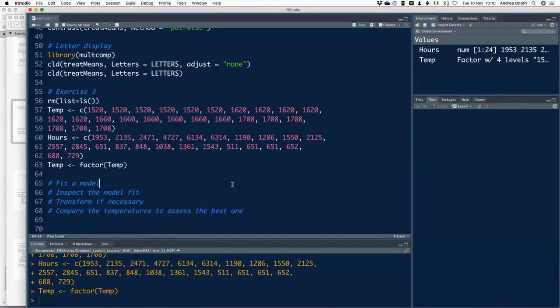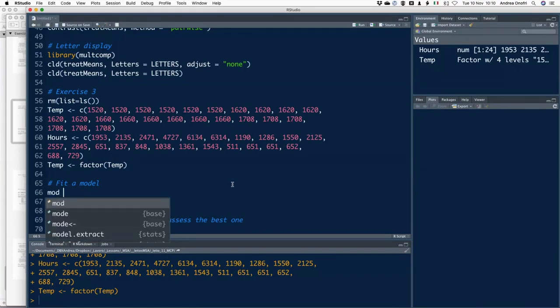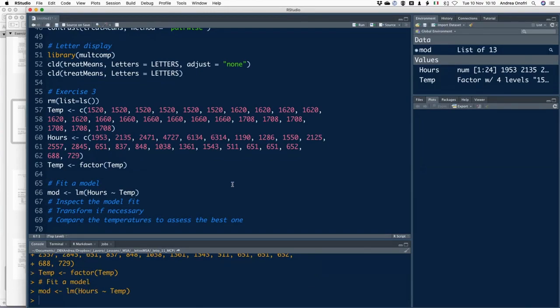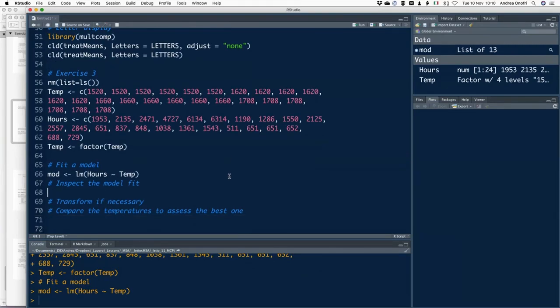So let's do this together now. First we fit the model. That's using the usual function where we put the hours as a function of temperature. Temperature is a factor. Then we inspect the model fit. Plot the model object, which equals 1.